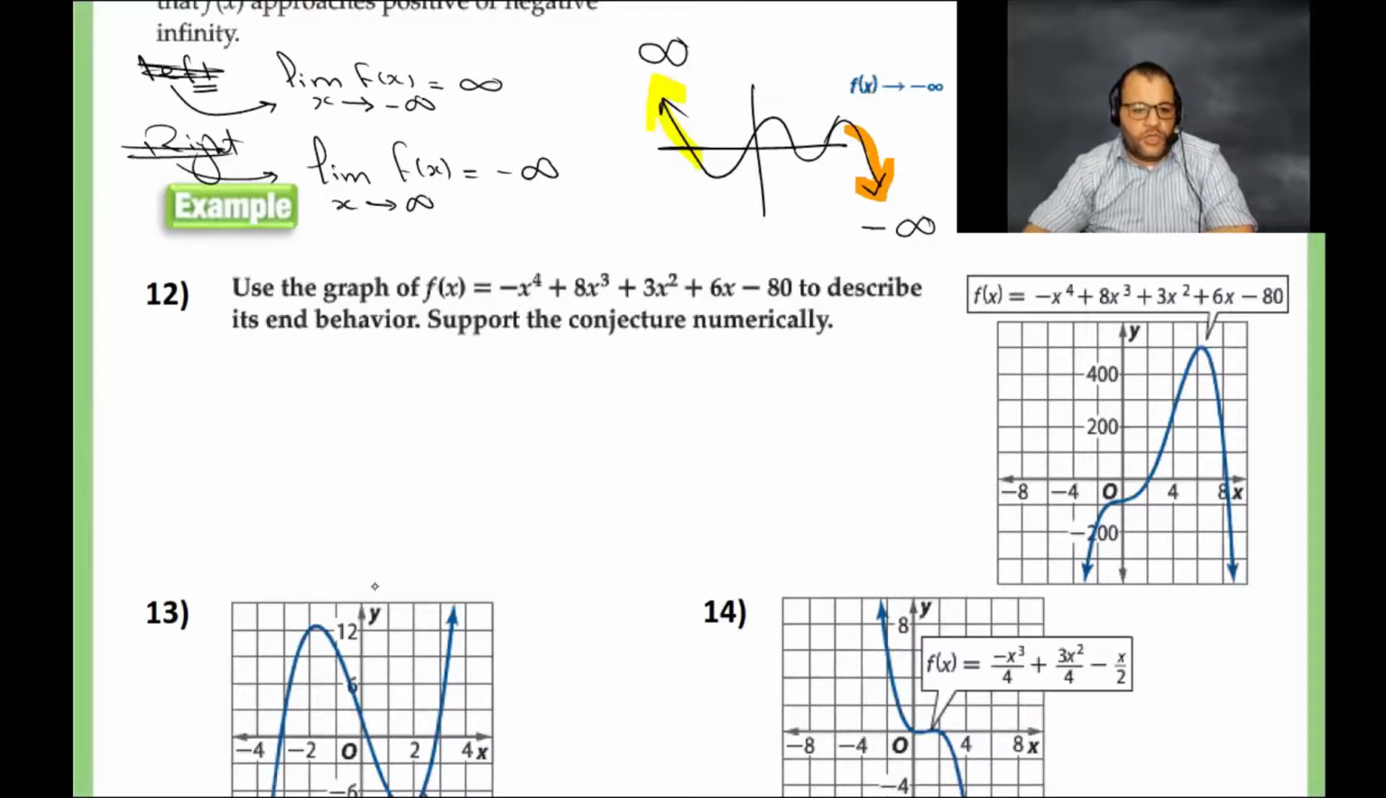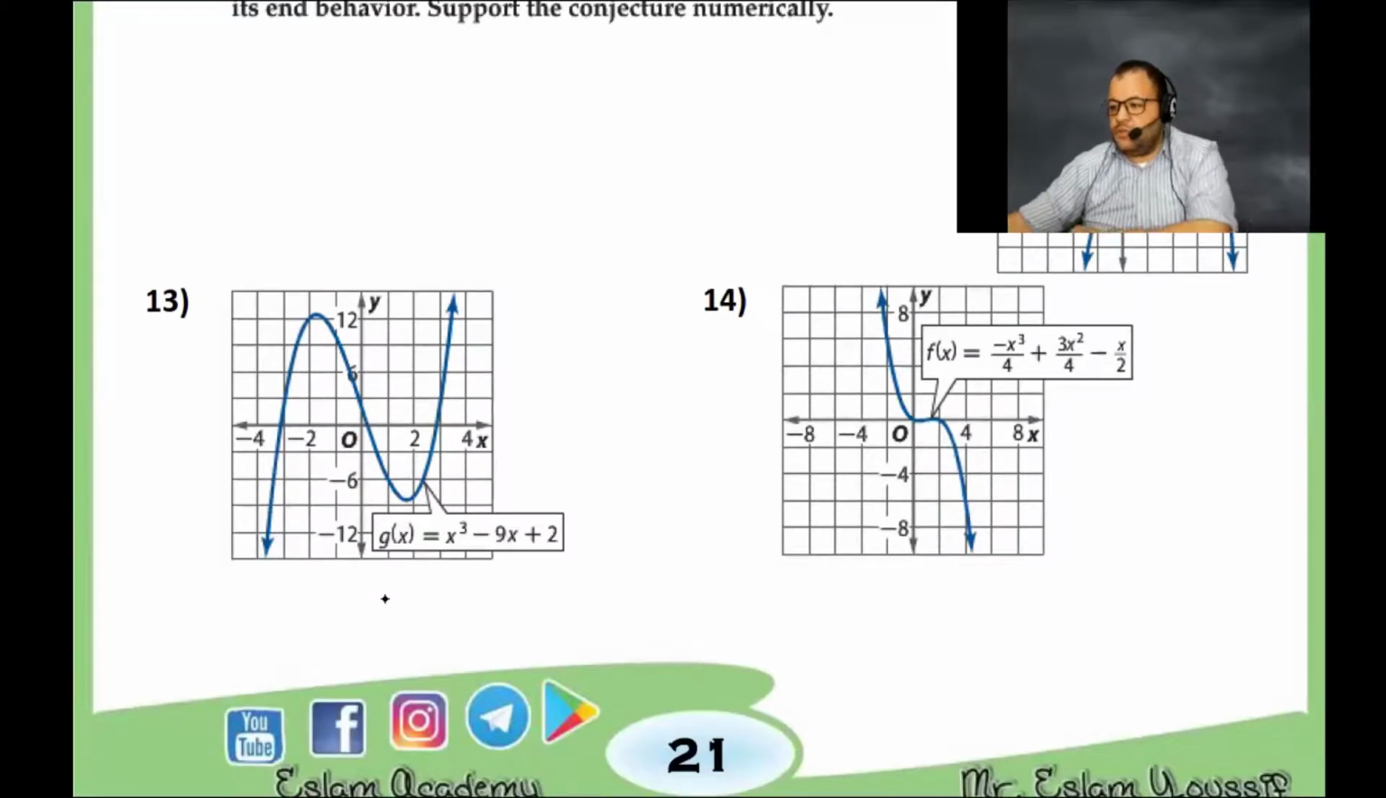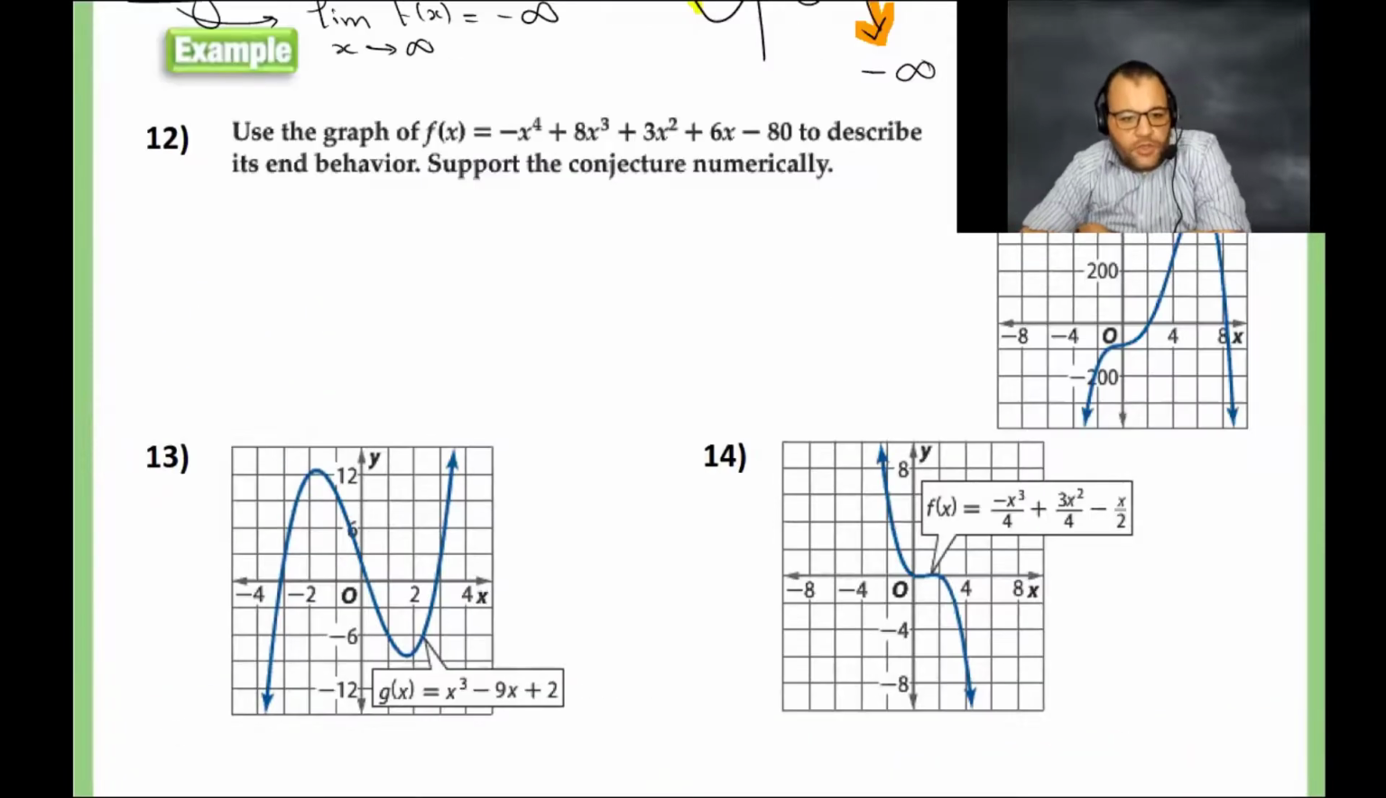No. Okay, solve number 13 and 14 and send it to me, please. Number 13 and 14, then send it to me. Like we told you the limits, just write the end behavior for this one. Okay. So we can start.